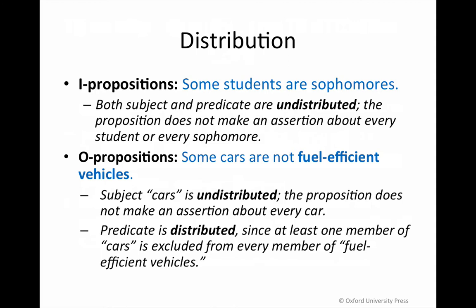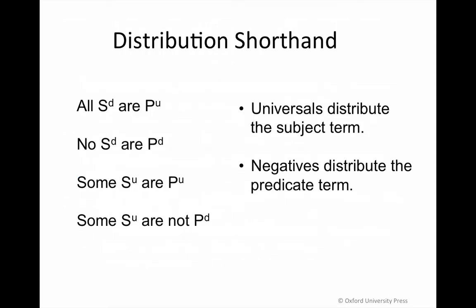The O proposition, on the other hand, tells us that the entirety of the fuel-efficient vehicles class excludes from itself at least one thing, namely cars. So notice that the predicate class is distributed. The subject class is not.